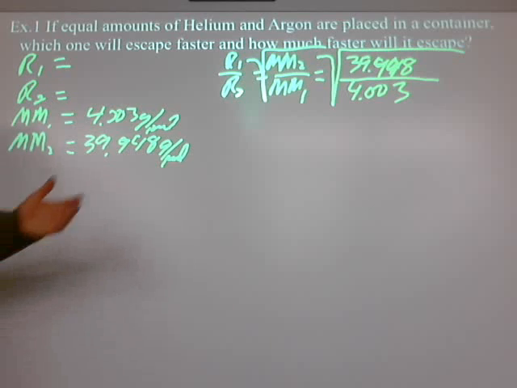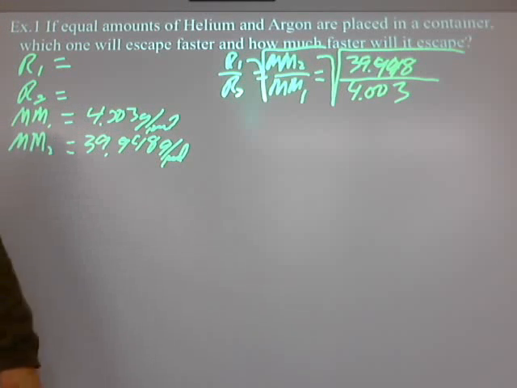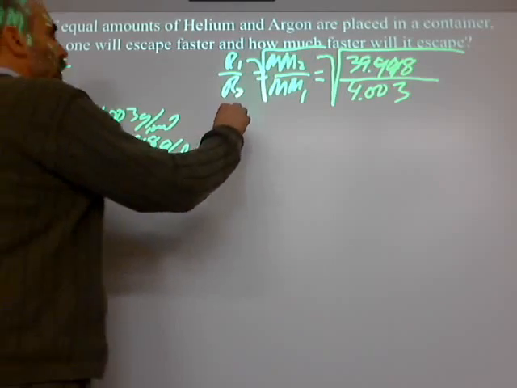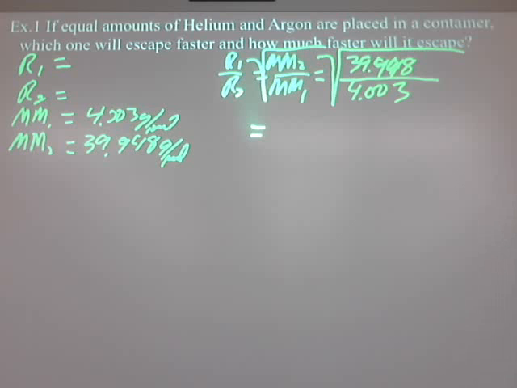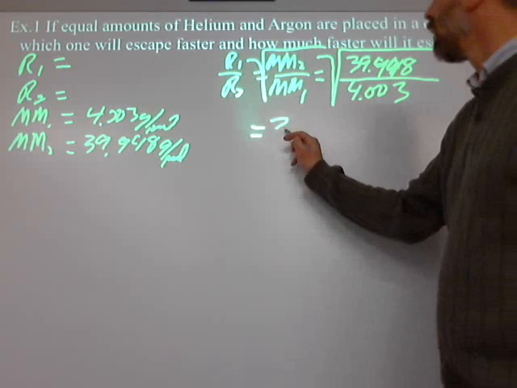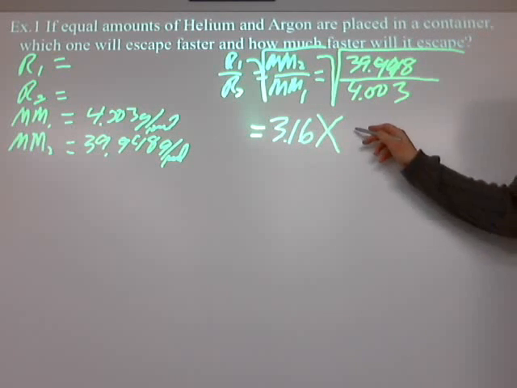So divide 39.948 by 4.003. What do you guys get? And take the square root of it. The reason I'm having you do this one is just to make sure you can do square roots on your calculators. Everybody's calculator is different. Maybe you haven't used it in a while. Did you all get 3.16? Yes. Correct. 3.16 times as fast.